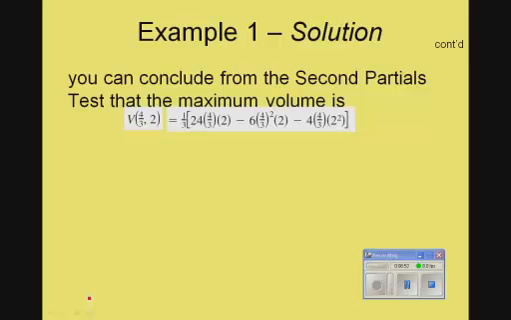Okay, so these are all things that we covered. And so we conclude that the maximum volume happens at that critical point. So now they work out what it is. And they get that the maximum volume is 64/9.